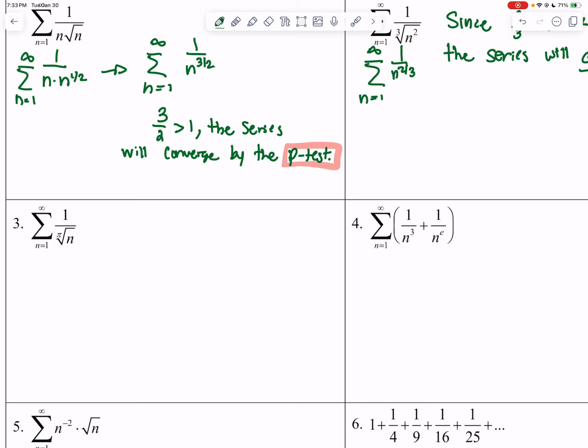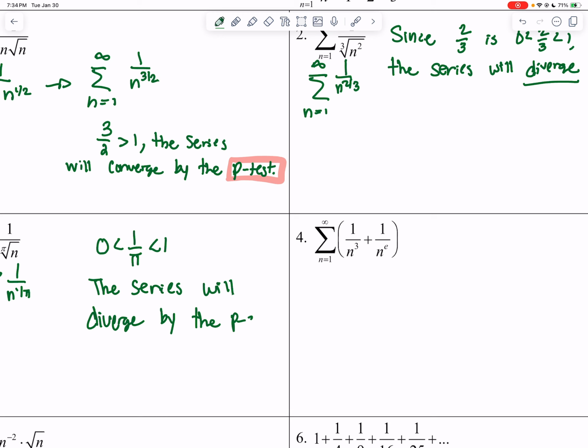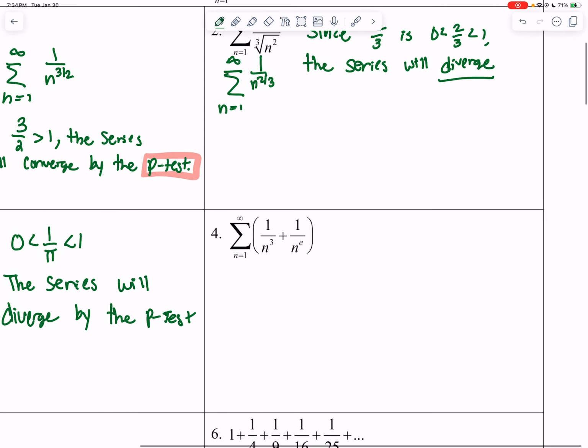Number 3, same process. We have 1 over pi. Now, 1 over pi is definitely going to be between 0 and 1, because that's the case. The series will diverge by the p-test, which I forgot to turn on the other one.